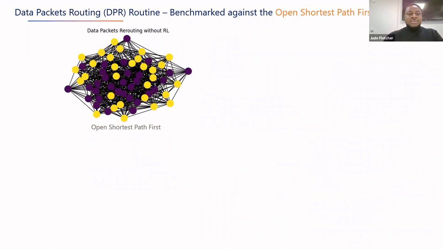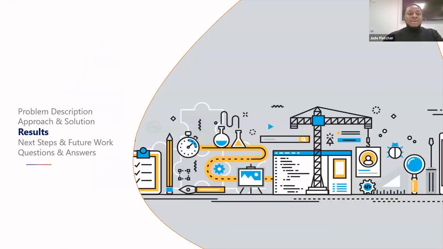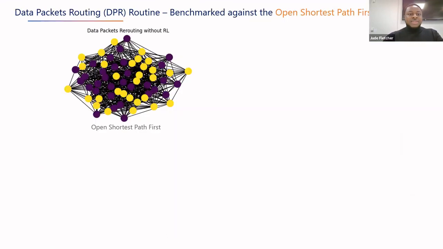In the interest of time, I'm going to run very quickly from here. I'm going to start looking at some of the results that we have generated so far. I'm going to start with the data from the DPR, the data packet routine. What you are seeing on the screen is I have implemented an Open Shortest Path First algorithm, which is one of the known routing strategies for communication networks.